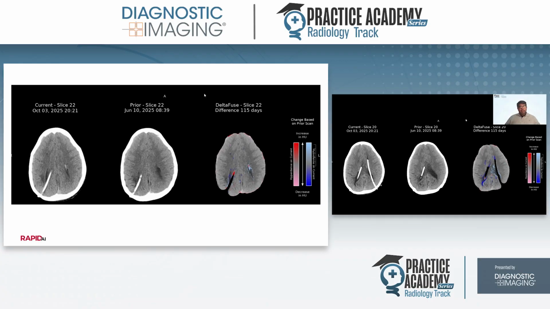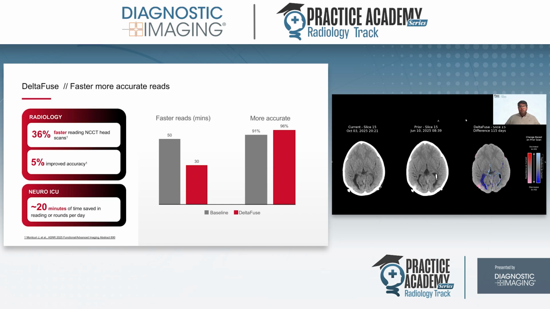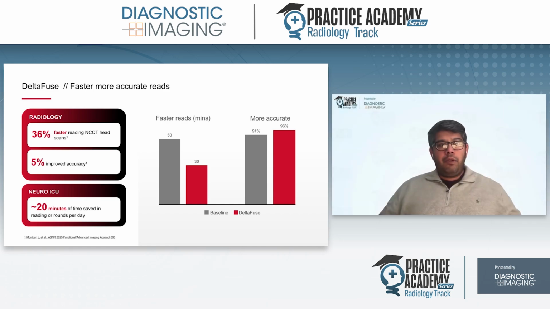And that's exactly what the data shows, that once you have implemented DeltaFuse, most radiologists were reading the inpatient follow-up scans almost 36% faster. And there is a slight improvement in accuracy too. I think the co-registration by itself just makes life much easier. But where the improved accuracy comes in is subtle instances where DeltaFuse highlights a subtle subdural hemorrhage that you might have missed if you were scrolling too fast, and it does slightly improve that accuracy as well.